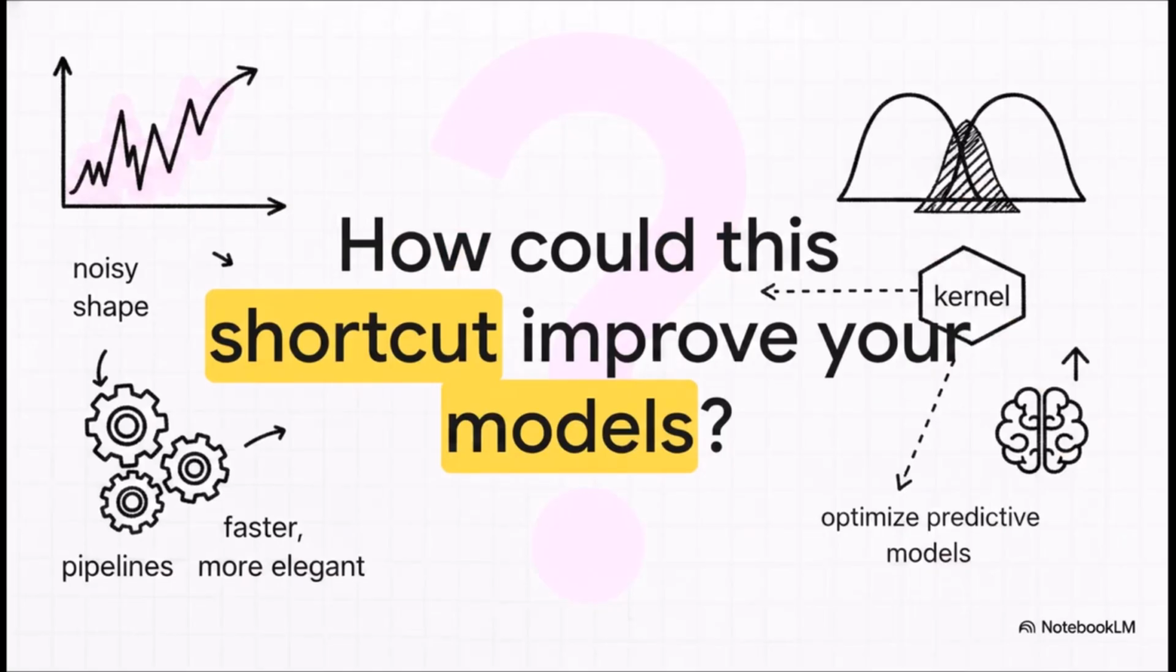I'll leave you with this final provocative thought. Think about your day-to-day work. How much faster could you optimize your own predictive models and data pipelines if you completely stopped calculating the noise and focused entirely on the shape of the risk? By adopting this exact kernel shortcut, you can make your statistical pipelines cleaner, significantly faster, and vastly more elegant.